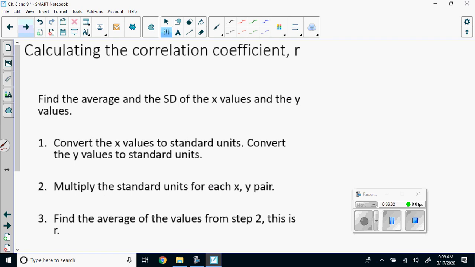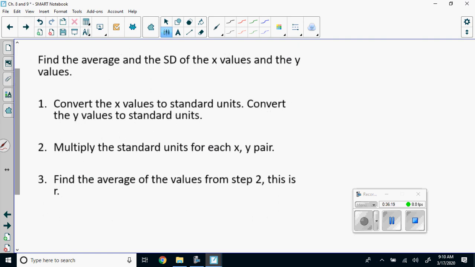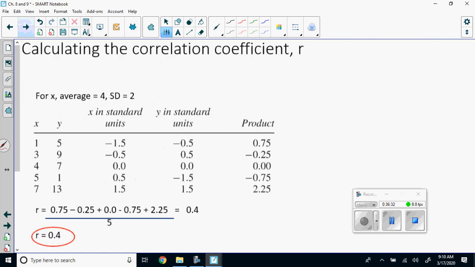Okay, you can calculate the correlation coefficient, and you can calculate it by hand. To calculate it by hand, you find the average and the standard deviation of the x values and the y values, basically the 5-number summary, and then use those to find r. So these are the steps. We're going to go through these steps. Actually, I don't want to go through the steps because there's other ways to do this. We can do this in the calculator.